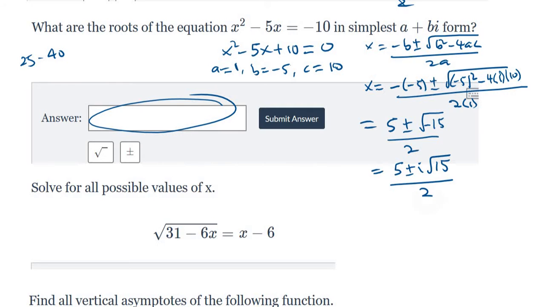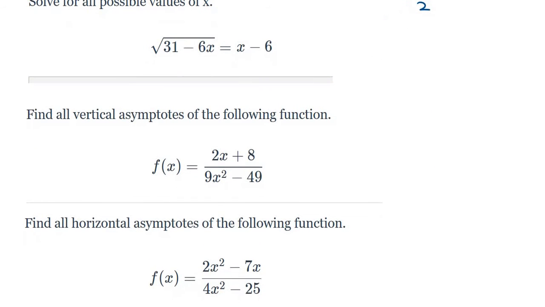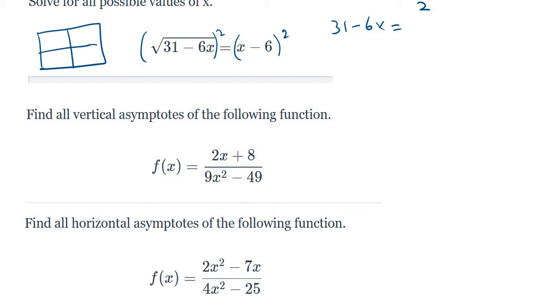All right, the next one says to find all possible values of x. Here we're going to be solving this square root equation. So what you do is square both sides. So we're going to square both sides like that. And then the square root and the square are going to go away. So you're going to have 31 minus 6x equals, you're going to remember to do this for squaring, x minus 6 times x minus 6.